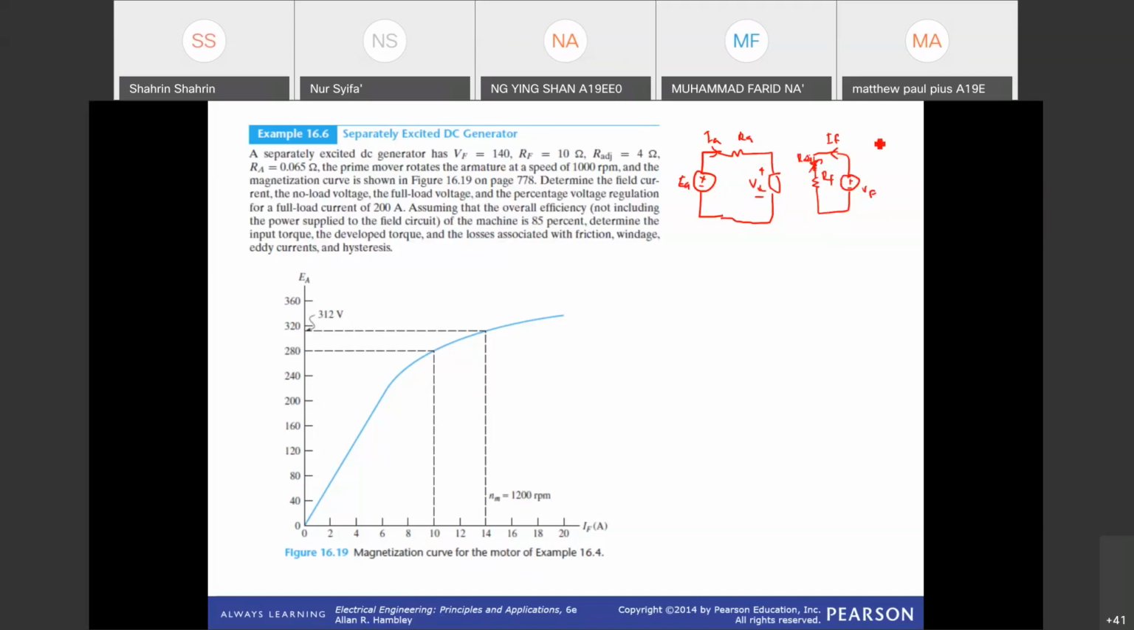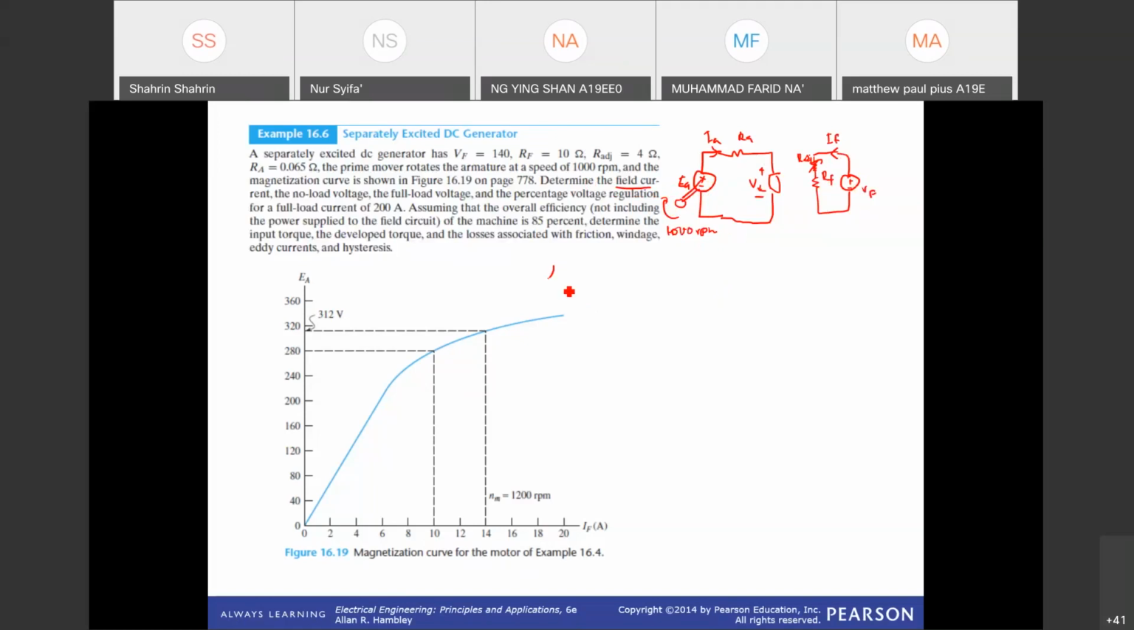So it says that we have VF of 140 volt, RF is 10 ohms, and its R adjustable is 4 ohms, and RA is given as 0.065. The prime mover rotates the armature at a speed of 1,000 RPM. So the first one, determine the field current. So this is a very simple one. You need to concentrate on the field circuit here.